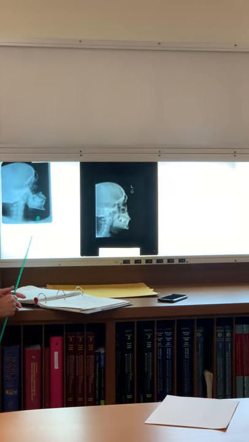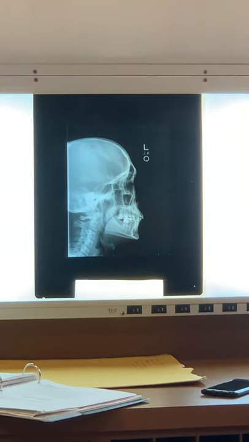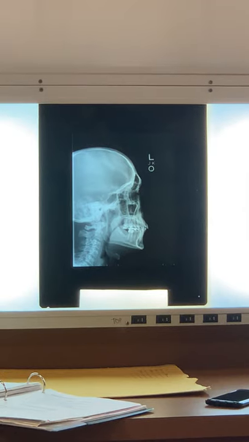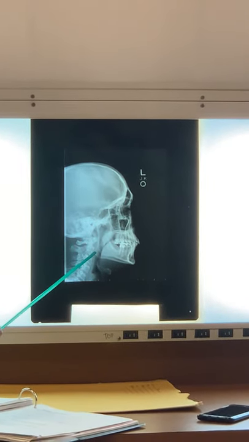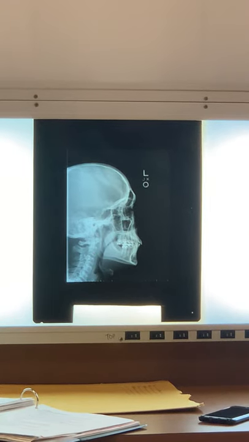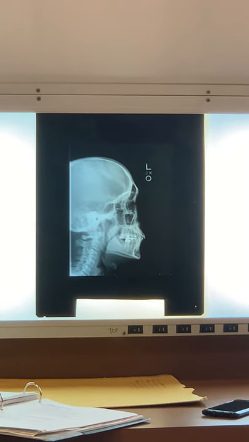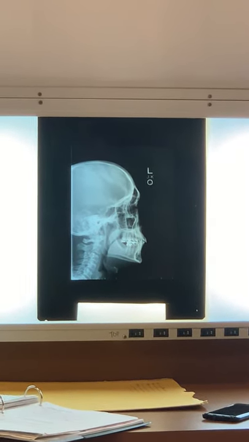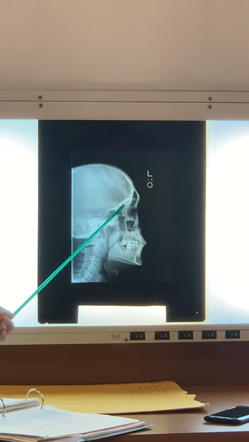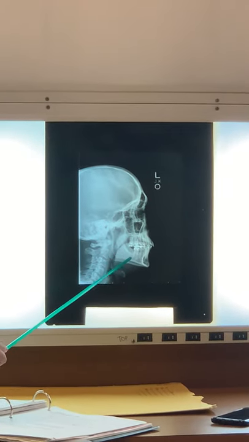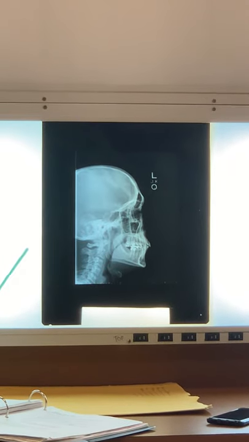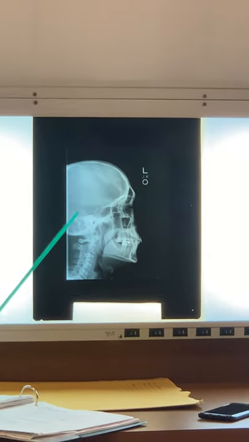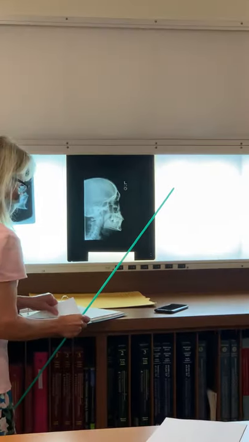Over here, is it rotated or tilted? Looks rotated, doesn't it? Because here's one ring out here, and here's another one here, so it is rotated. Is it tilted? Yeah, a little bit. It's got an orbital plate here, and look at the body of the mandible. So it's a little rotated, and a little tilted as well. Okay, you good with the lateral?